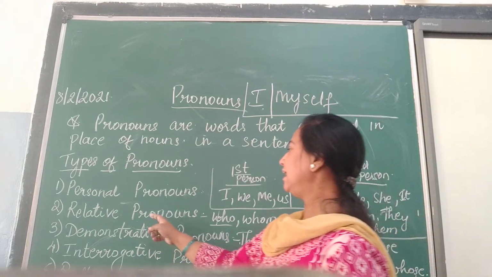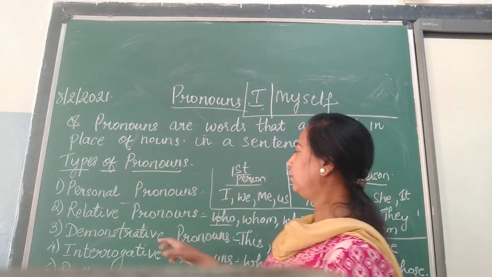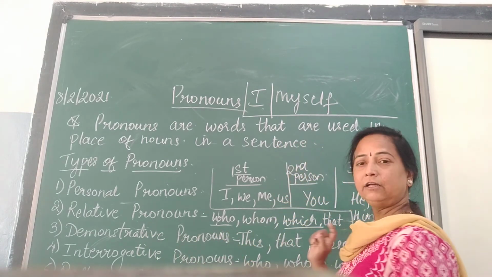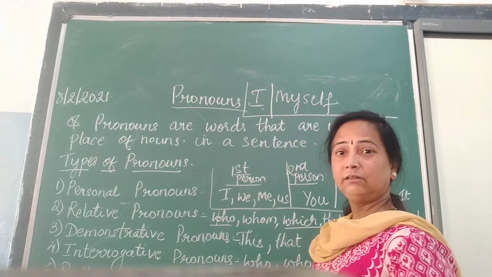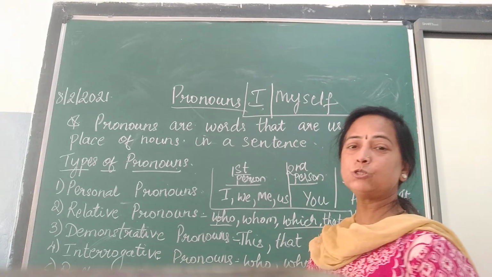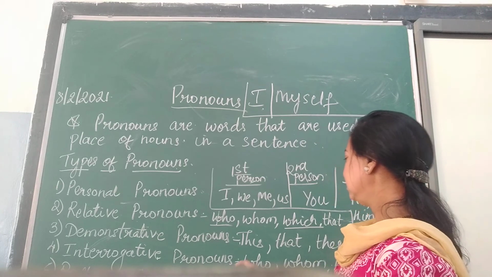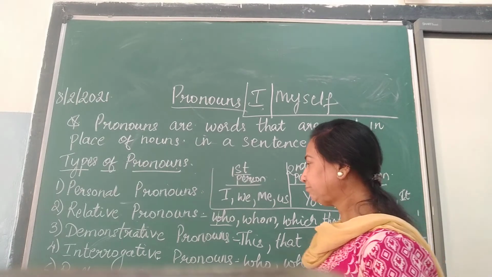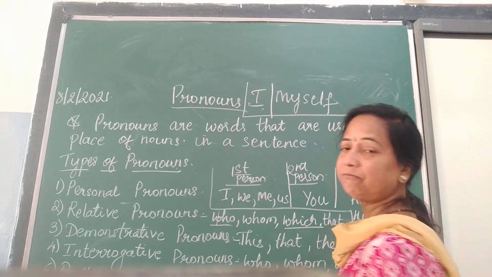Now coming to relative pronouns we have the words who, whom, which, that. And third, demonstrative pronouns, where we use the words this, that, these and those. Where you are telling, those are my books. This is my table, like that. Then fourth, interrogative pronouns, where you will be framing questions. Interrogation is nothing but framing questions. The words used here are who, whom, which and whose. Then finally, reflexive pronouns where you say myself, himself, herself.